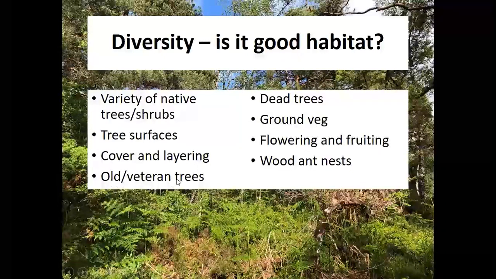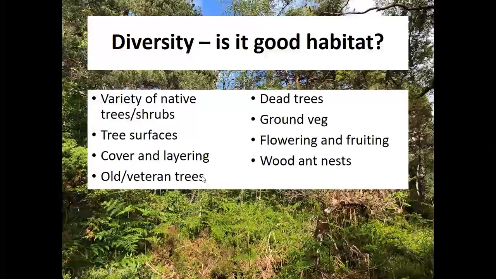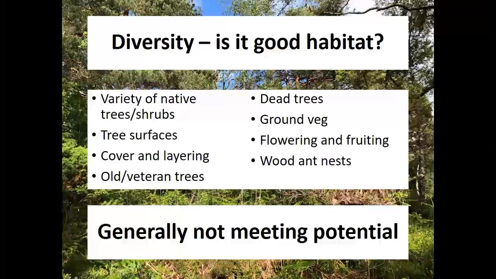We also found old and veteran trees in less than half of plots, so they're relatively scarce. Wood ant nests were the scarcest thing of all, found in only 6% of our plots. And flowering and fruiting and the ground vegetation's generally quite influenced by herbivore impacts. So the overall picture for diversity, is it good habitat? Generally, our pinewoods are not meeting their potential in terms of what habitat they could provide, although there are some areas where the habitat is pretty good. But yeah, again, a variable thing.